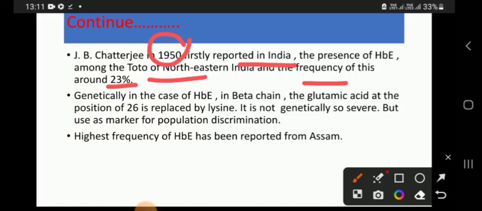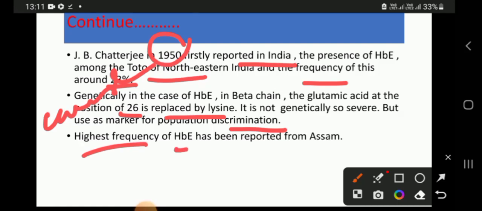Genetically, in the case of hemoglobin E, the cause is that glutamic acid at position 26 is replaced by lysine in the beta chain. It is not genetically so severe, but it is used as a marker for population discrimination. And the highest frequency of hemoglobin E was reported from Assam also.